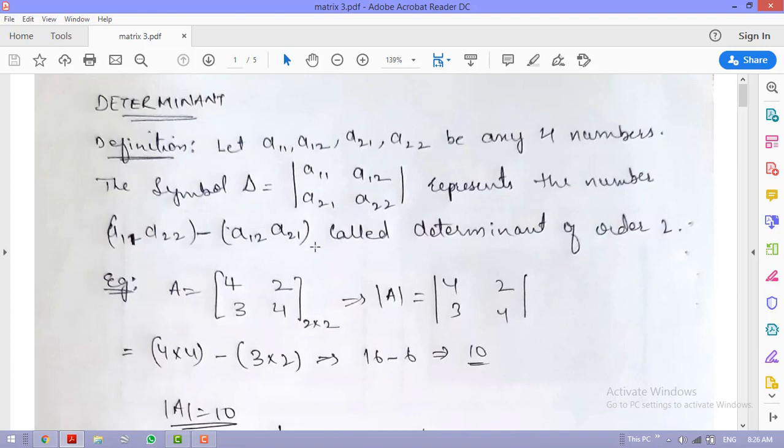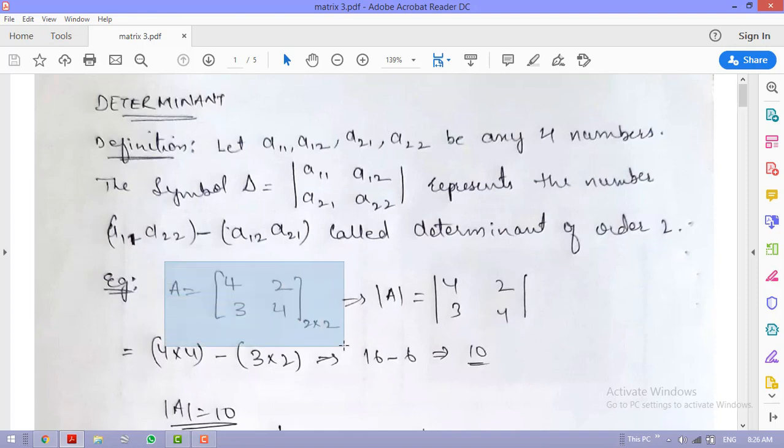What I just mean to say is, if you consider A11, A12 up to A22 as the numbers A, B, C and D, then you can simply say that AD minus BC will give you the determinant of a 2 by 2 matrix. Okay, so let us see the example for that.